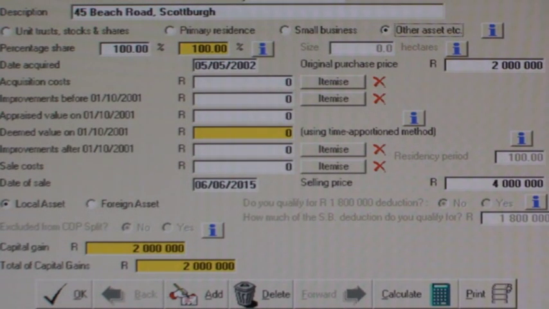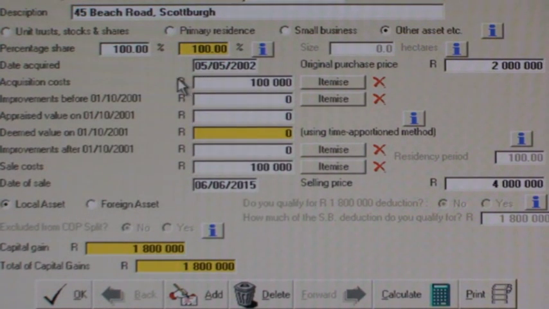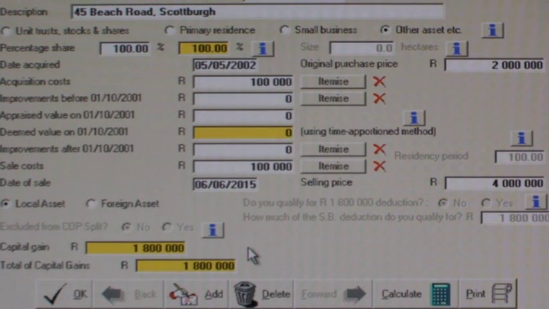Now what if we bring other costs and expenses into the example? Now what we've added here is 100,000 rand for acquisition costs and 100,000 rand for sale costs. What effectively happens here is that these amounts are taken off our profit, and you can see our gain is reduced from 2 million rand to 1.8 million rand.